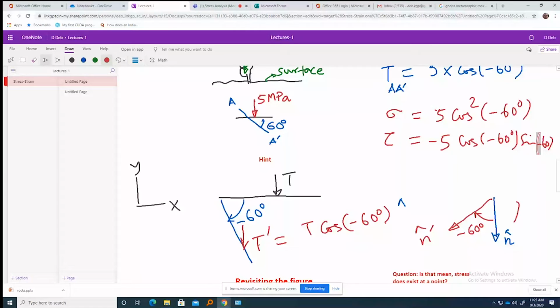You have to first find out T dash on this plane, which is this, because it's the area which has increased now. Okay, and as a result, the area becomes area by cos minus 60, and that's why that cos minus 60 will come up and will multiply.